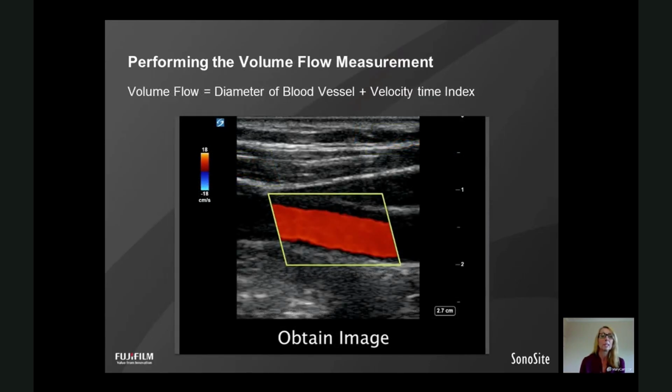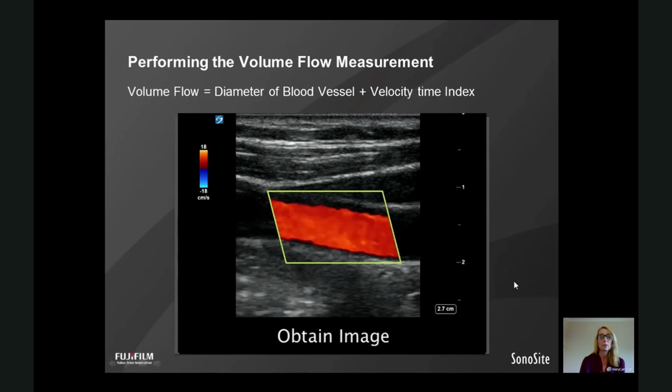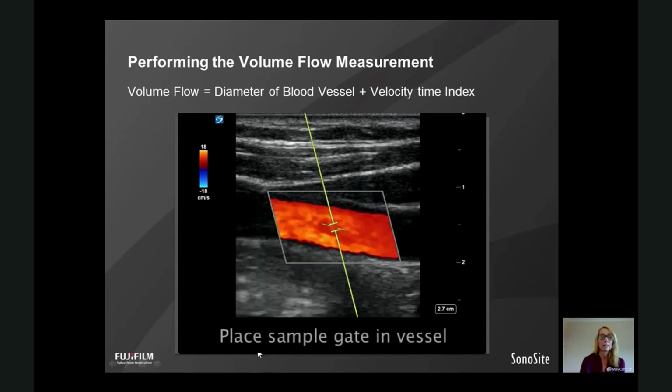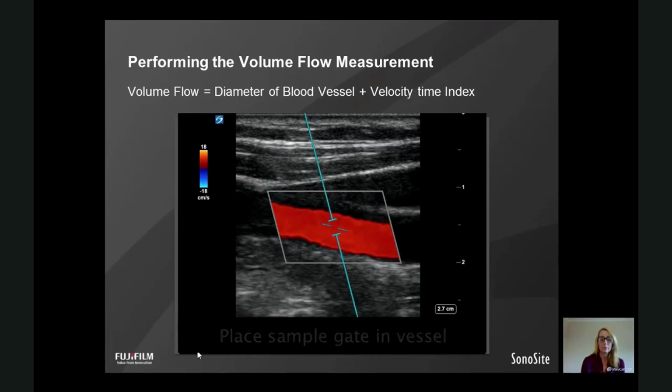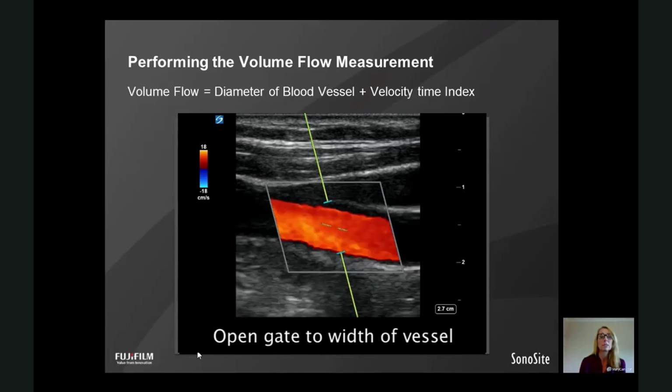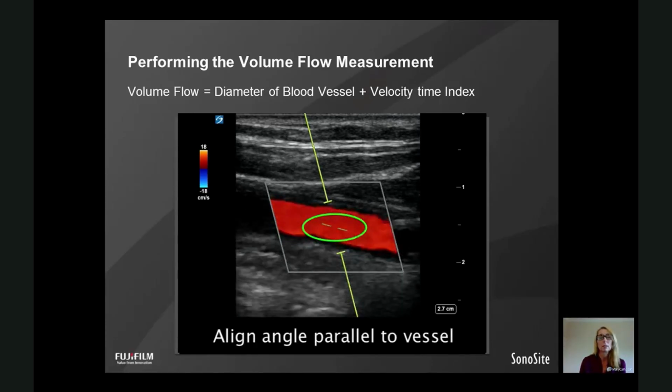So actually performing the volume flow measurement. So this is a video here of performing the measurement. So you capture the image.